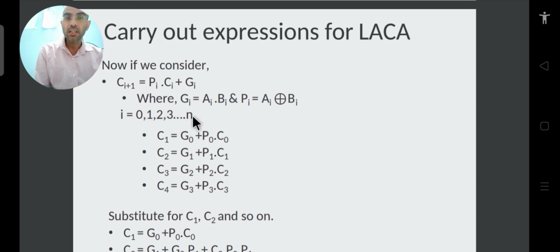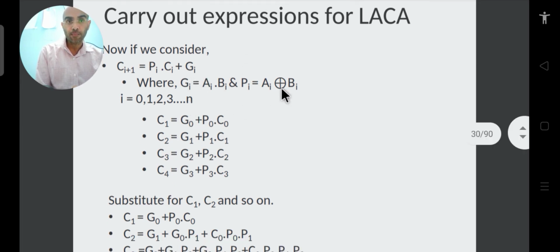N is the number of bits for which you want the circuit. So if you want the circuit for 4 bits, n will be 4. If you want the circuit for 6 bits, this n will become 6. So we'll consider it for n is equal to 4. We'll analyze the circuit for n is equal to 4.